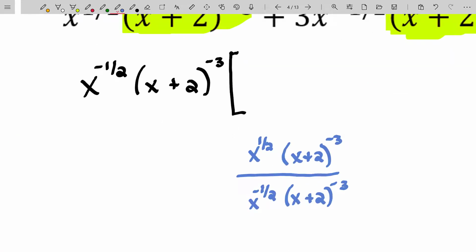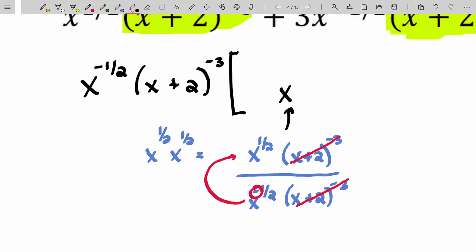When I do that division, it'll tell me what my new first term will be. You can easily see the (x + 2)^(-3) cancel. And by properties of exponents, the negative can be ripped off of this exponent, and that would move this upstairs. That means you'd have x^(1/2) times x^(1/2), or in other words, x to the 1st, which is the same thing as x.